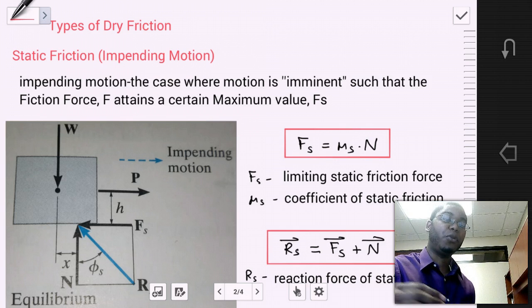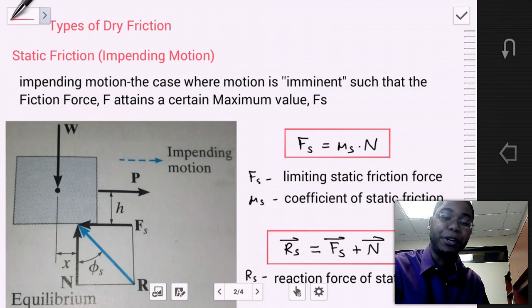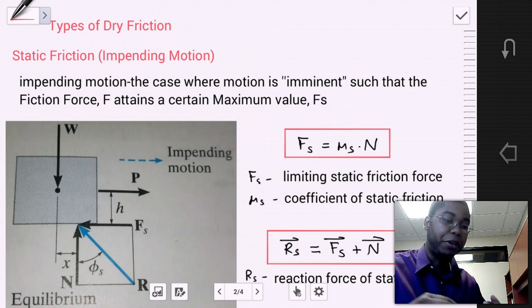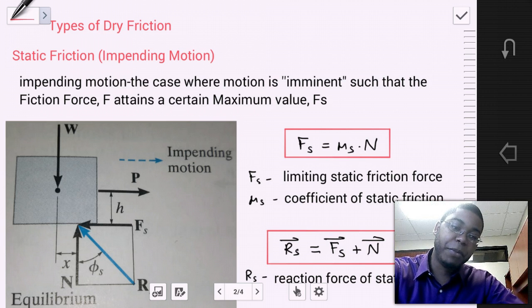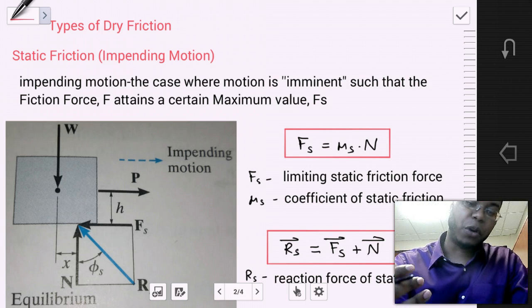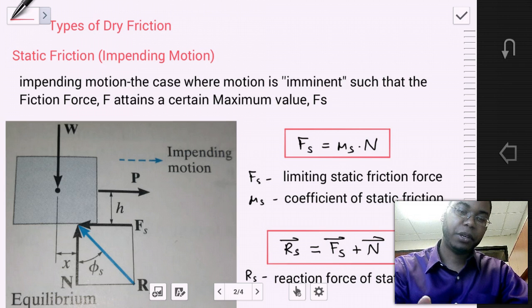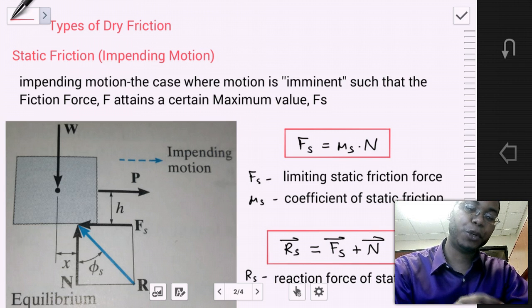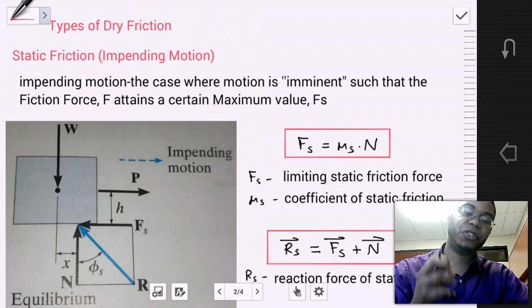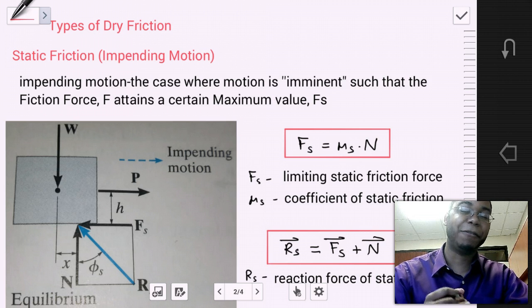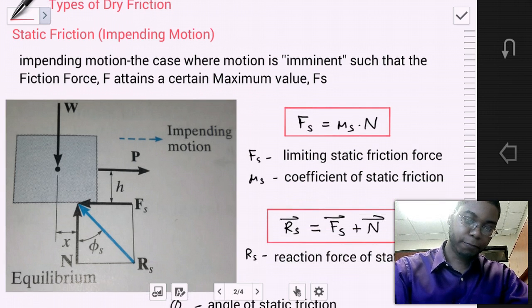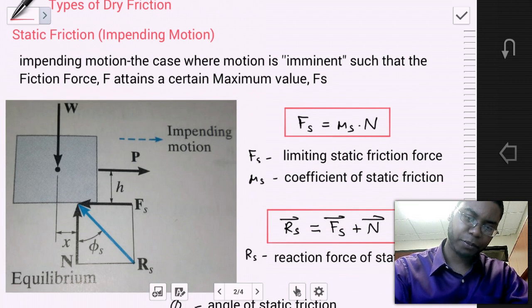So now let's go into the types of dry friction that exist. Let's first talk about static friction, or impending motion. Impending motion is the case where motion is imminent, such that the frictional force attains a certain maximum value, and that maximum value is called Fs. So Fs is the limiting static friction force.